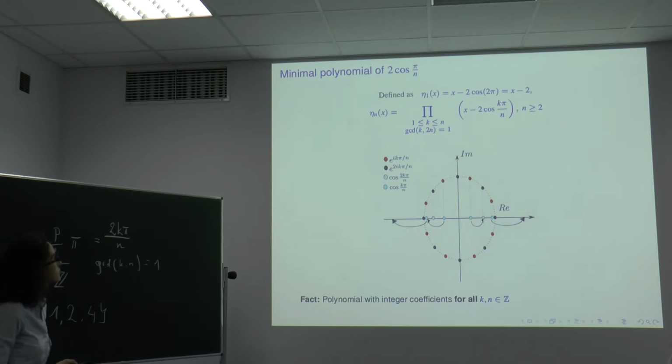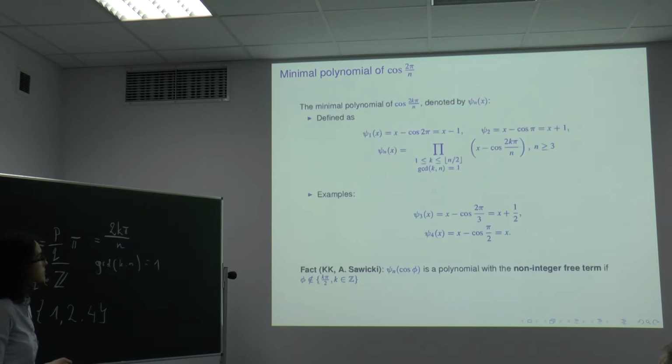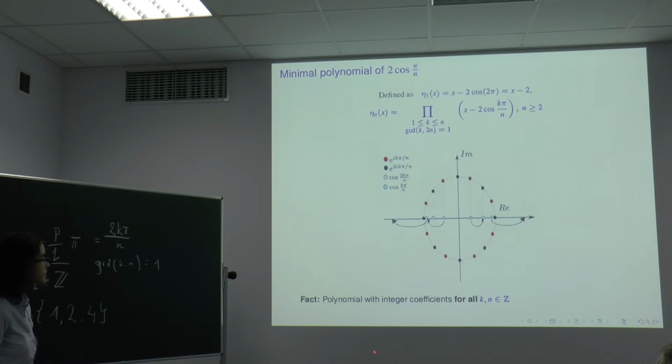The second family of minimal polynomials are the minimal polynomials of 2 cosine of k pi divided by n. A very important property of these polynomials is that, compared to the previous polynomials, they have only integer coefficients for all k and n.